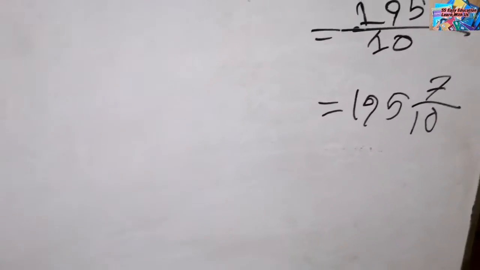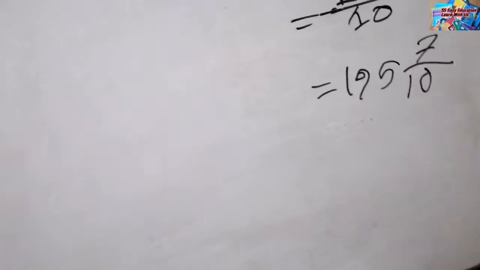1957. But we can leave it like this, because this is an improper fraction. So then I turn it into a mixed fraction, and this is the answer. I hope it's clear now.